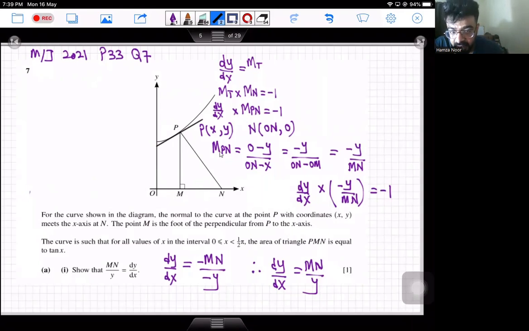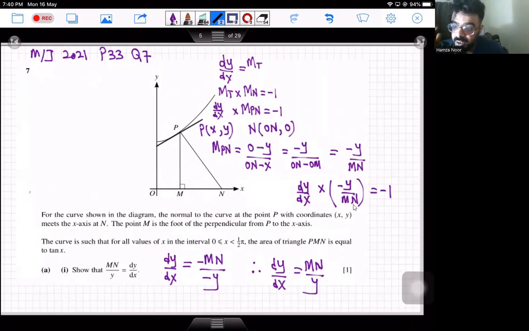So the gradient of the straight line PN is equal to y2 minus y1 over x2 minus x1, which is 0 minus y divided by ON minus x. And in place of x, I can write OM. As simple as that. So minus y over ON minus OM. And as we can see, ON minus OM will give you this straight line MN. So the gradient of this line PN equals minus y over MN.